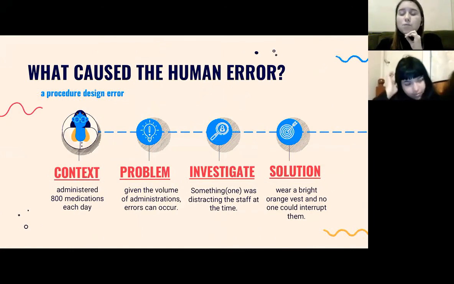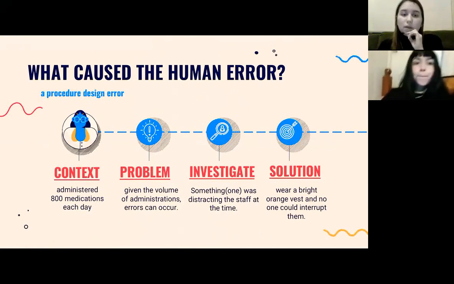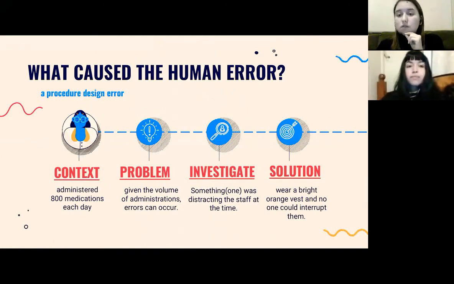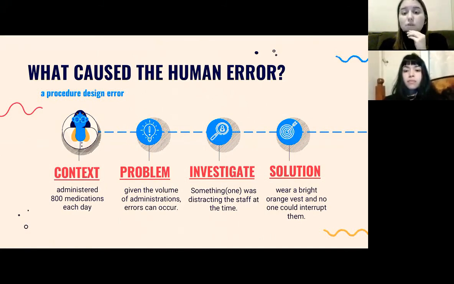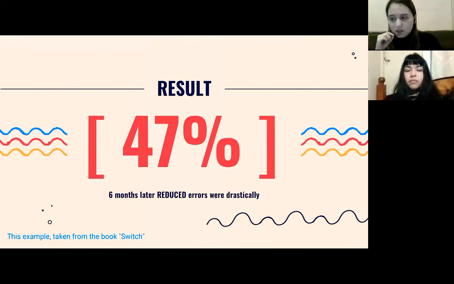The percentage of error was very low, but given the volume of administration, errors can occur. Then, to try to reduce the error rate, research studied the case, noting that many errors occurred because something or someone was distracting the staff all the time. The solution: when someone from the nursing staff was administering medication, they had to wear a bright orange vest and no one could interrupt them. After 6 months of testing, errors were drastically reduced by 47%.